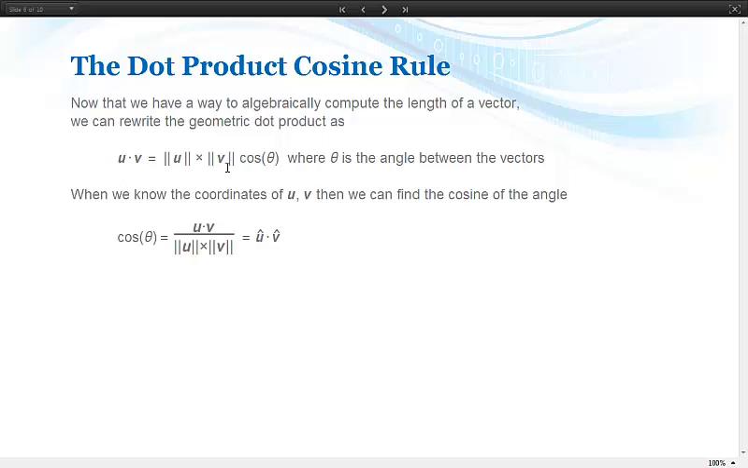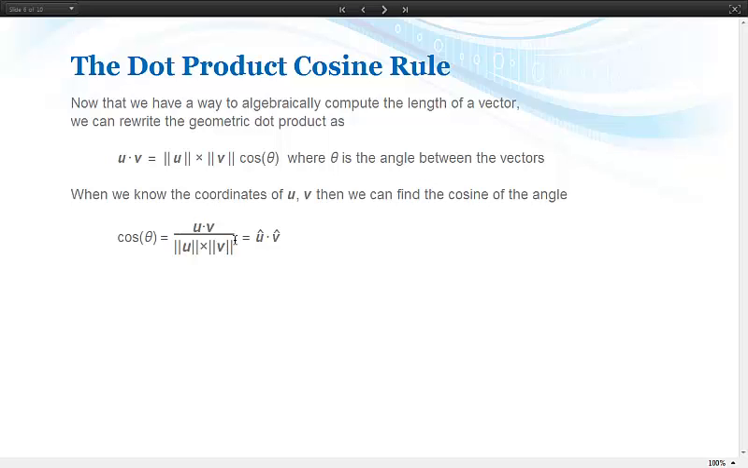Now this particular form is most useful when we know the coordinates or the elements of the individual vectors, because then we can compute the dot product using the sum of the products of the corresponding elements, and we can compute the lengths as we saw above using the extended Pythagorean theorem. So the only thing we don't know in this equation is the cosine. So we can solve for the cosine, and we see that the cosine of the angle between two vectors is the dot product of the vectors divided by the product of their lengths.